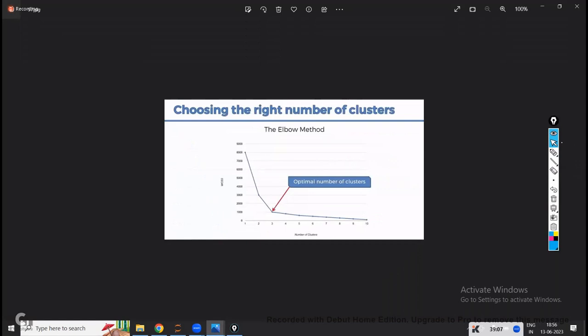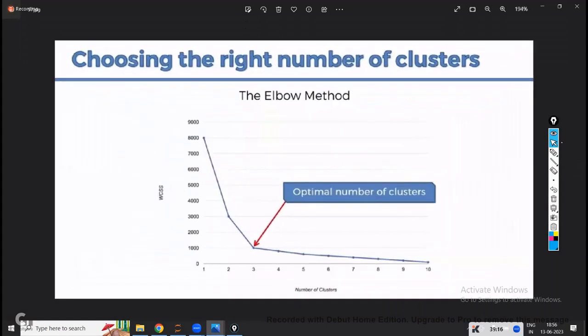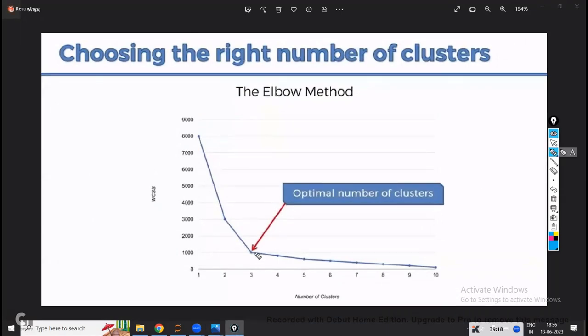The line where you can observe a complete flat line, the starting point of that flatness, is called the optimum number of clusters. Tell me the reason why we have to consider that one only.